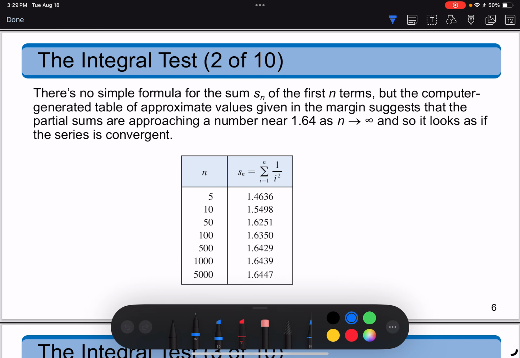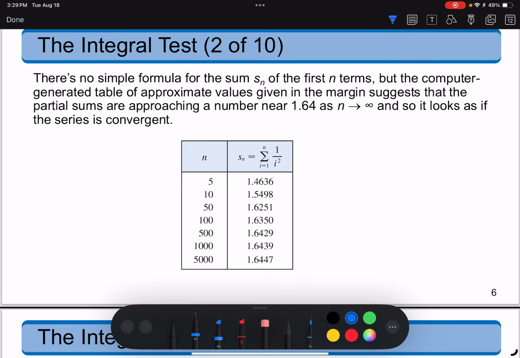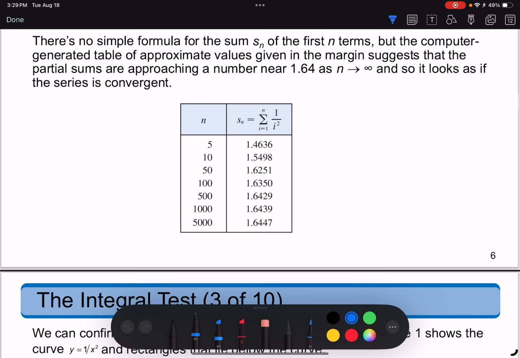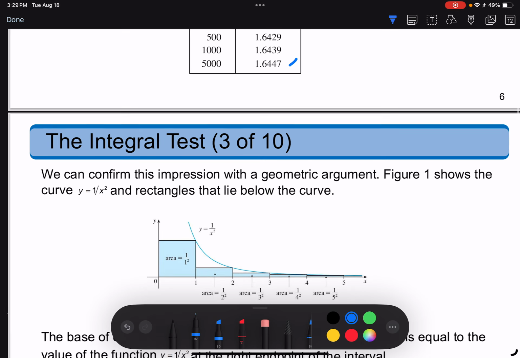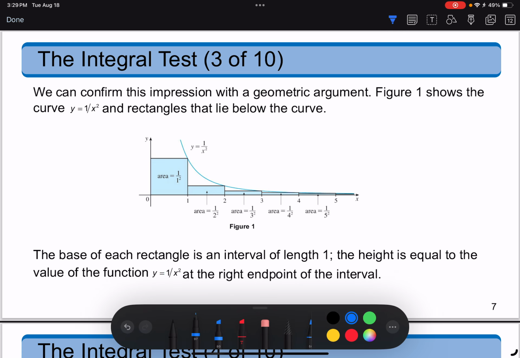So all of the sums are being considered here. So 1.4636 if we use 5 terms, 1.5498 if we use 10 terms, and so on. So as n approaches infinity, it approaches 1.6447. So this is the sum of all of the terms in the series.